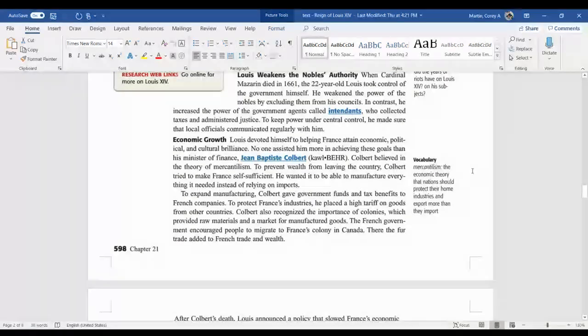Louis weakens the nobles' authority. When Cardinal Mazarin died in 1661, the 22-year-old Louis took control of the government himself. He weakened the power of the nobles by excluding them from his councils.